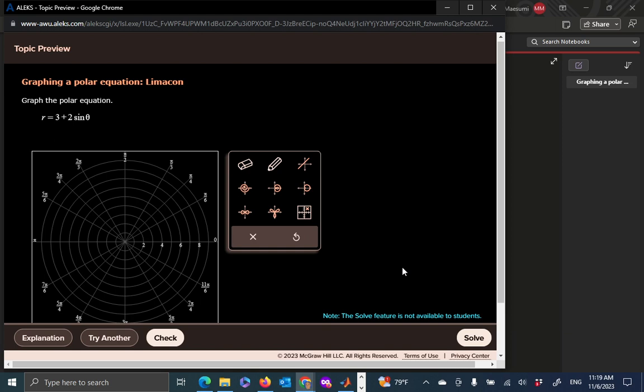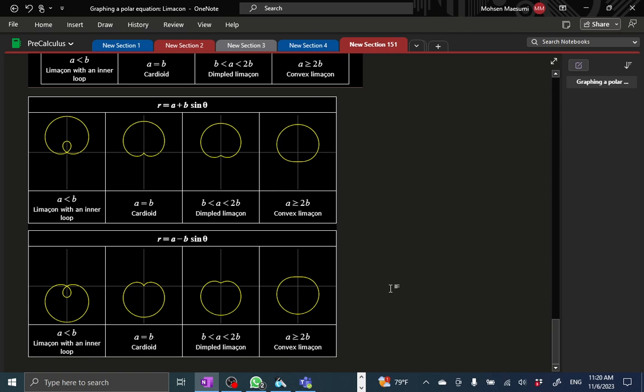Here's another example, 3 plus 2 sine theta. This time let's try to do it by curve matching. 3 and 2 implies that we are going to have a dimpled limacon. Let me show you in the list that we had here. So we have 3 and 2 with sine. A is 3, B is 2. Of course 3 is bigger than 2, but 3 is less than 4. That means our shape is going to be a vertical limacon, which is dimpled. It's going in the vertical direction with the dimple on the south side.